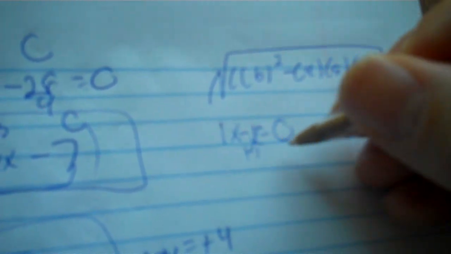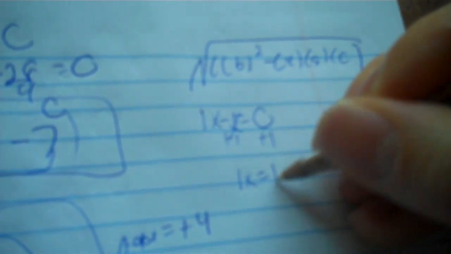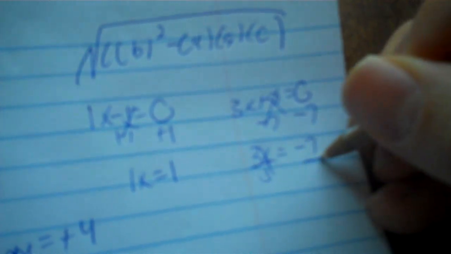So I plus 1. 1x equals 1. Divide by 1 is 1. That's going to be negative 7 over 3. So negative 7 over 3.